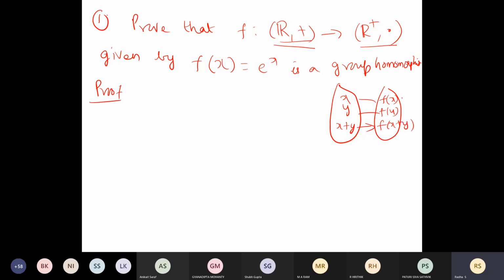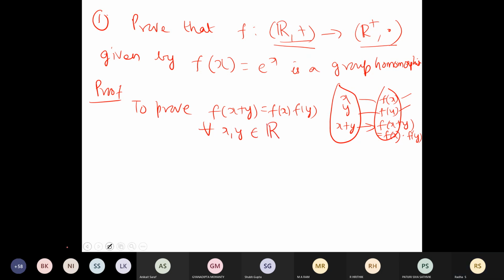But what is that f of x plus y in terms of the images of x and y? It should be f of x dot f of y. So to prove: f of x plus y is equal to f of x into f of y for all x, y belonging to the real numbers. Always x and y come from the domain, which is R. Now I'm going to take the LHS. What is f of x plus y?